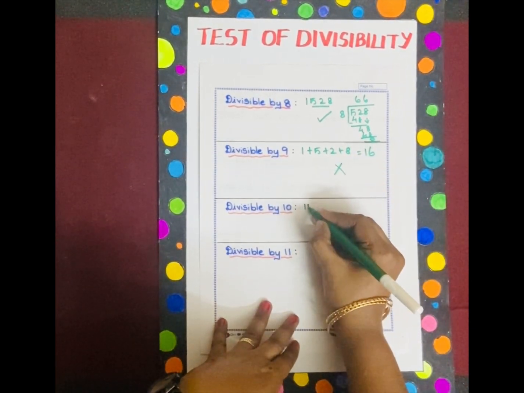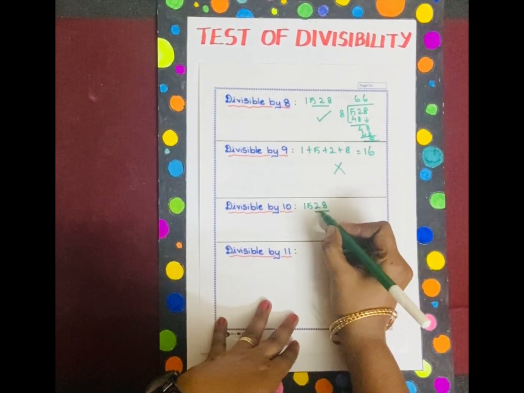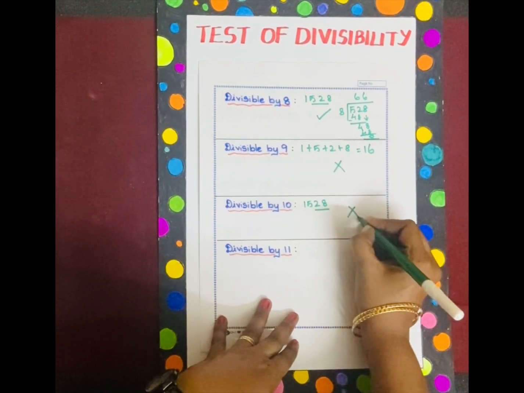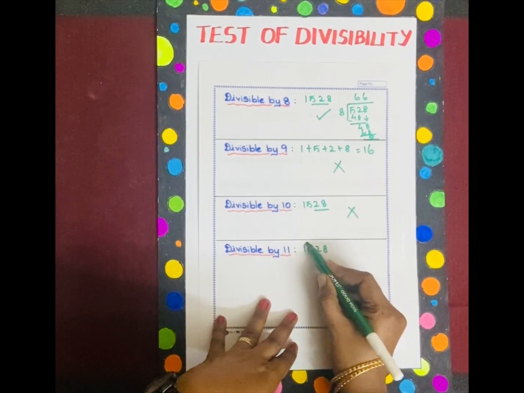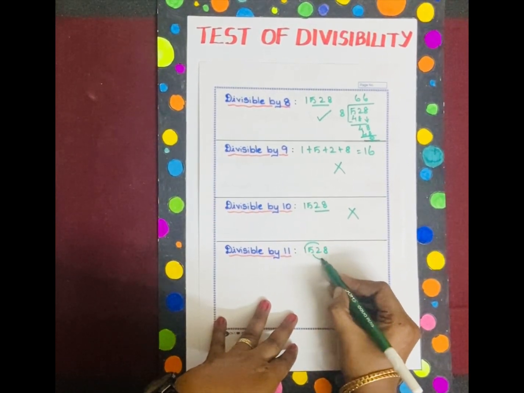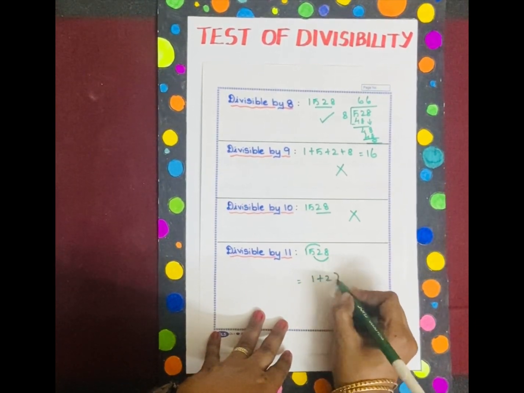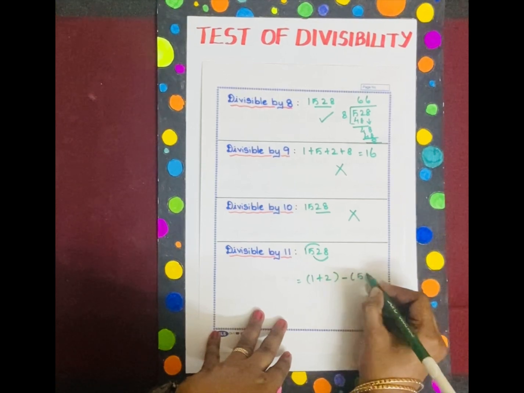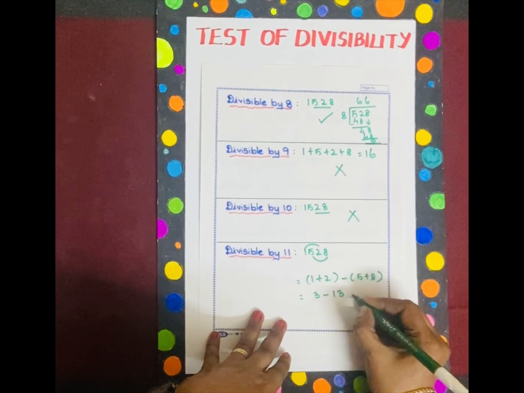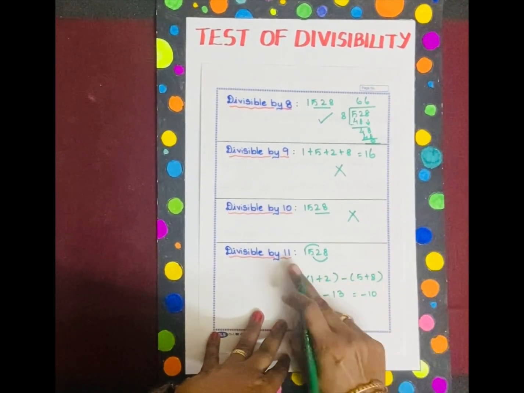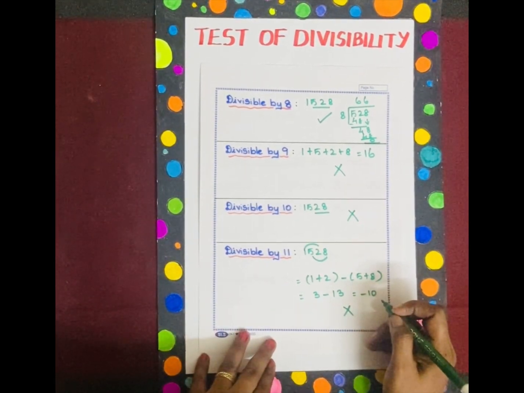Divisible by 10. What's the rule? The last digit should be 0. So it is not divisible by 10. Divisible by 11. We have to add the first and third digits, the odd places, and subtract the second and fourth digits, the even places. So 1 plus 2, minus 5 plus 8, is equal to 3 minus 13, which is equal to minus 10. It is not a multiple of 11. So it is not divisible by 11.